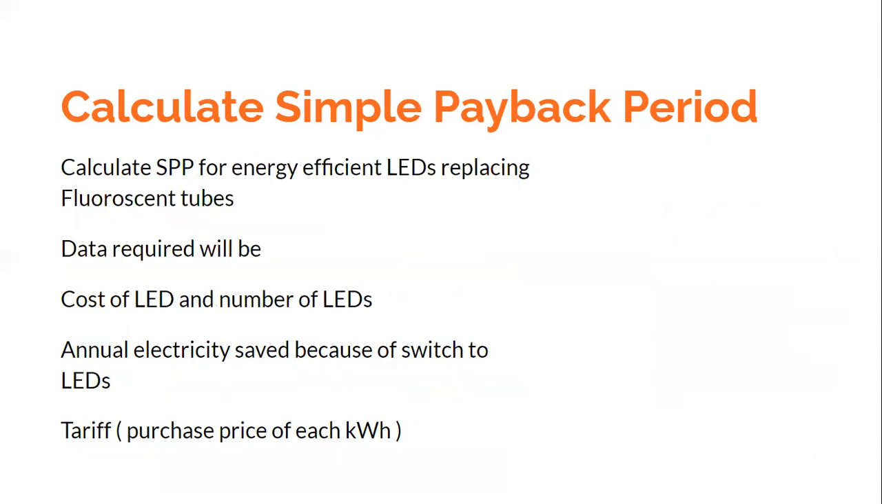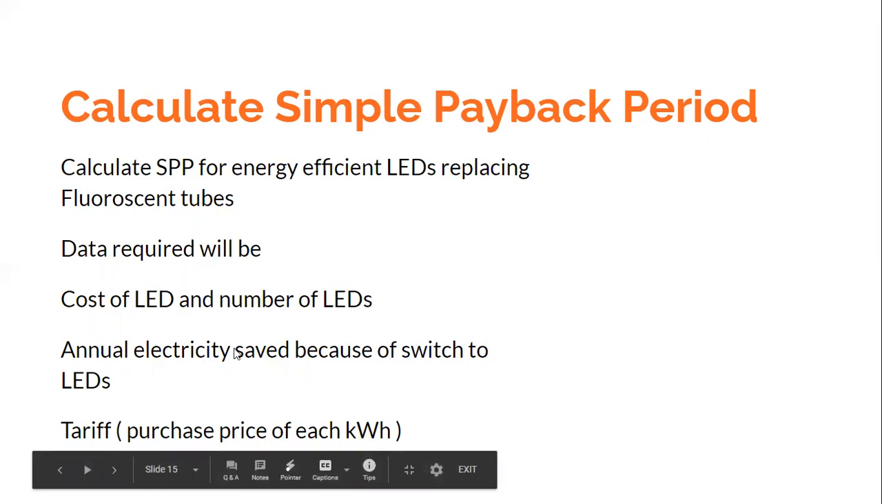Similarly, I take an example of energy efficiency project. In this case, we are interested in calculating a simple payback period for an option of replacing the conventional fluorescent tubes with the energy efficient LEDs. Now, in order to calculate the simple payback period, you must have guessed that we need to have the data of the cost of LEDs and the number of LEDs. So that would give us the initial investment or the capital cost, which is the numerator of the expression of simple payback period. So for calculating the initial investment, we need to know the cost of LED and the number of LEDs.